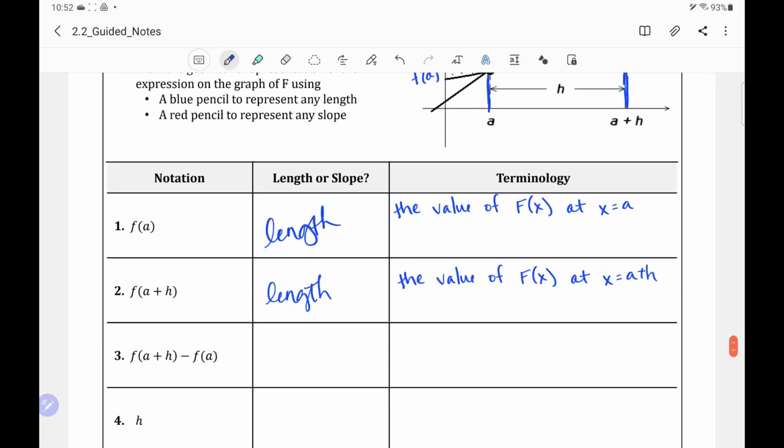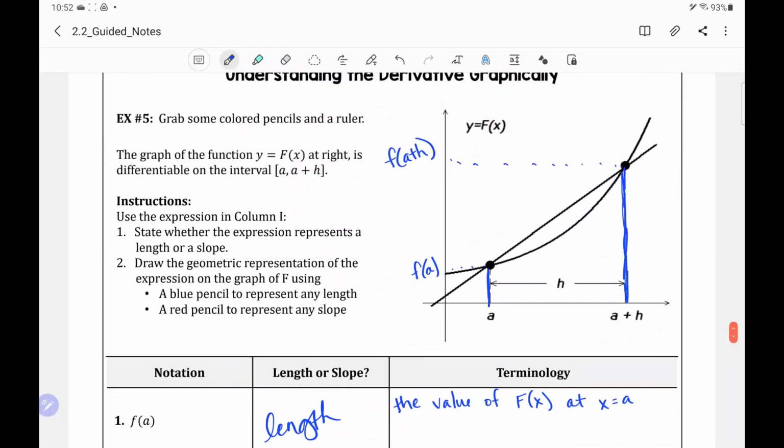F of a plus h minus f of a. You might start to think, oh, this is looking more like the derivative, but this is not divided by h. There's no rate of change here. There's no limit. So we're still just actually looking for a length. In this case, I would say that I agree that it's a length. The f of a plus h minus f of a, that's basically just the distance.